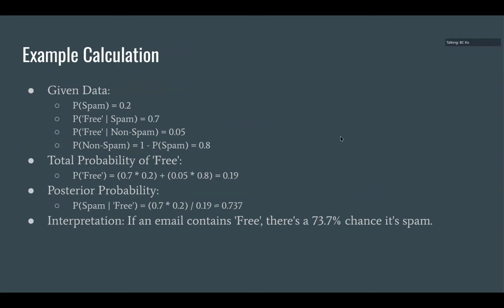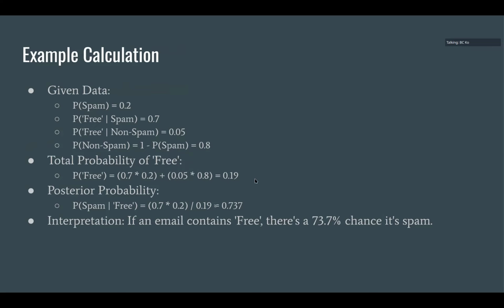So we have the data. Probability of spam is 0.2, probability of free given spam is 0.7, probability of free given non-spam is 0.05, probability of non-spam equals 1 minus probability of spam, which is 0.8. And if we calculate the total probability of an email containing the word free, it turns out to be 0.19.